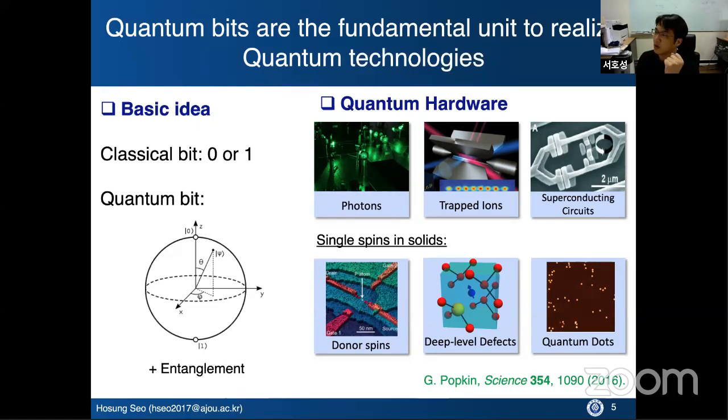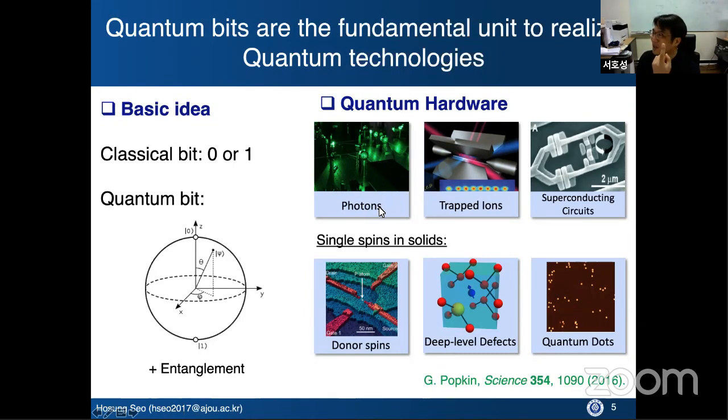Quantum coherence. Or if you have two different quantum bits, you can make an entanglement, which is not available in the classical situation at all. So this is the very basic idea of quantum bits. But in real life, the quantum bit doesn't look like just a Bloch sphere or one spin. Quantum bit looks like this.